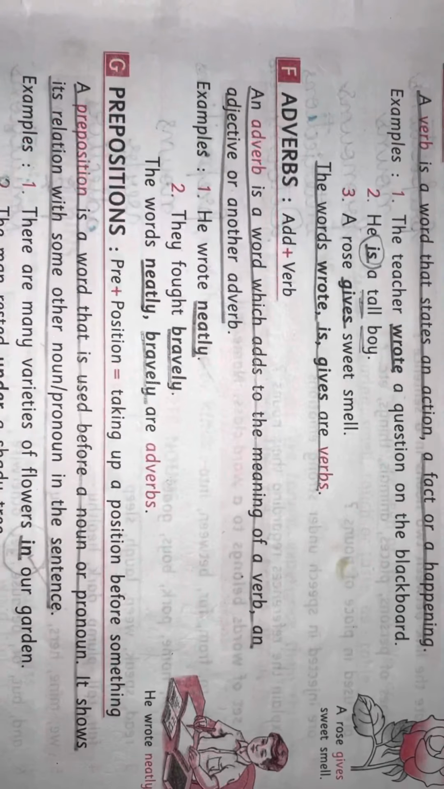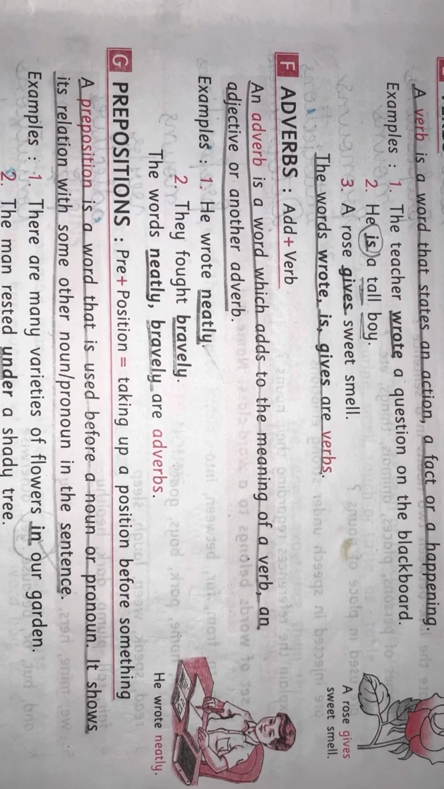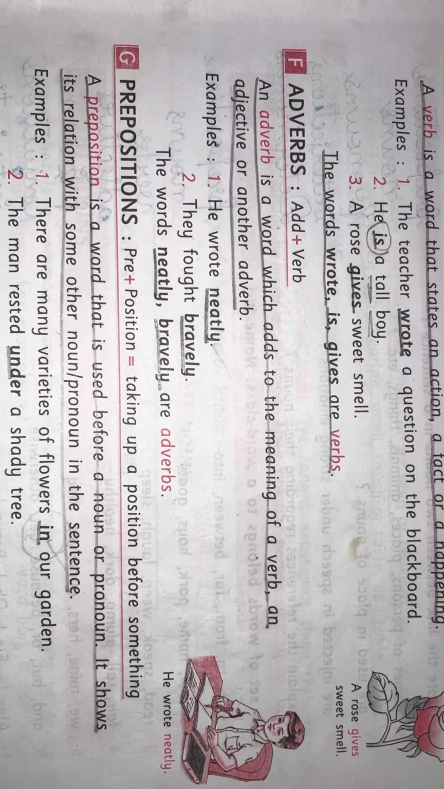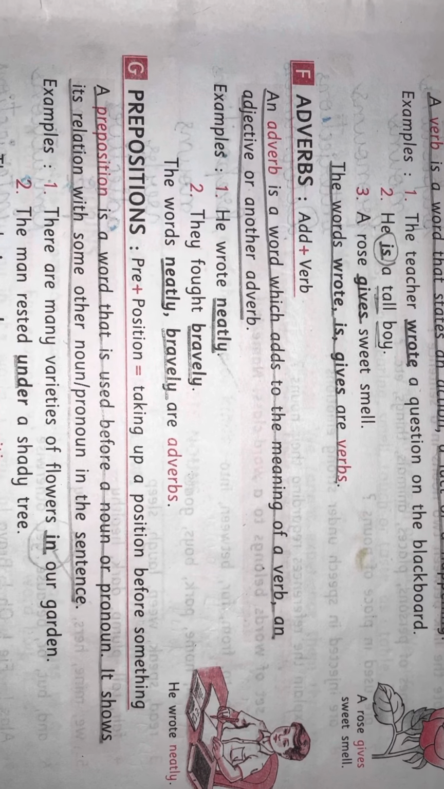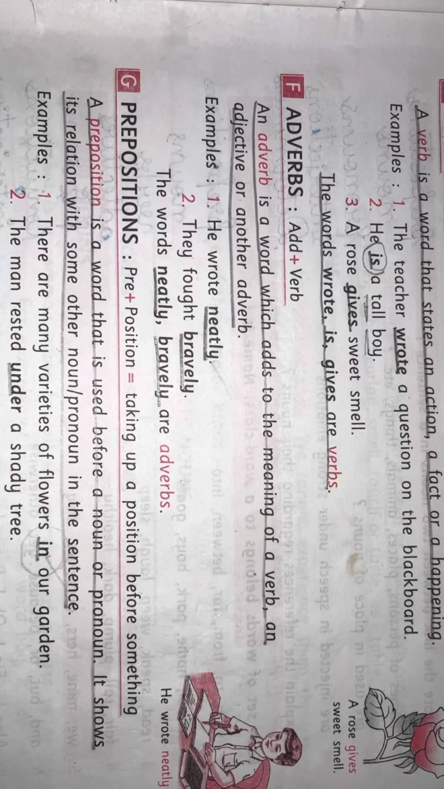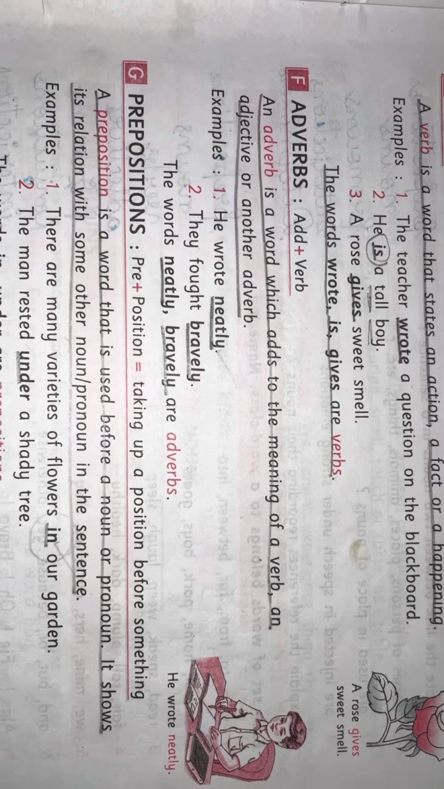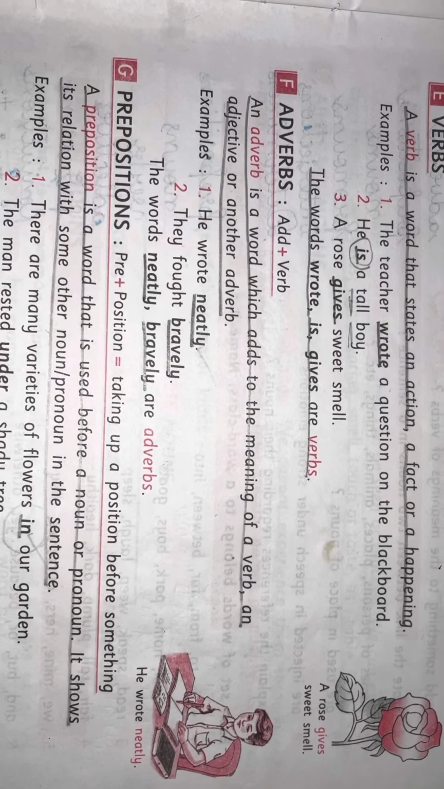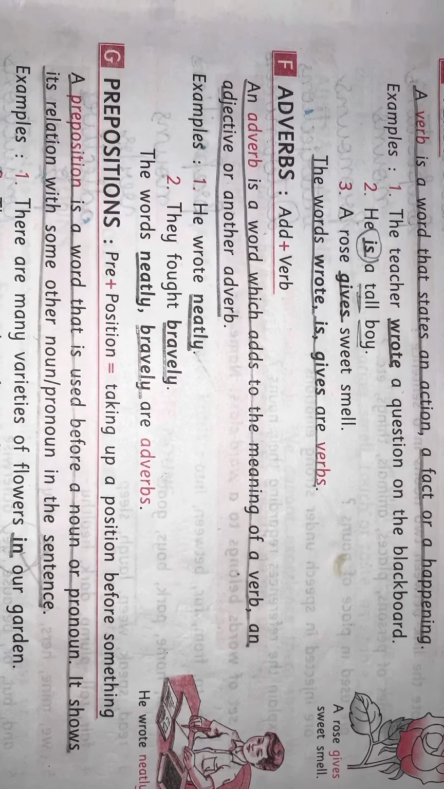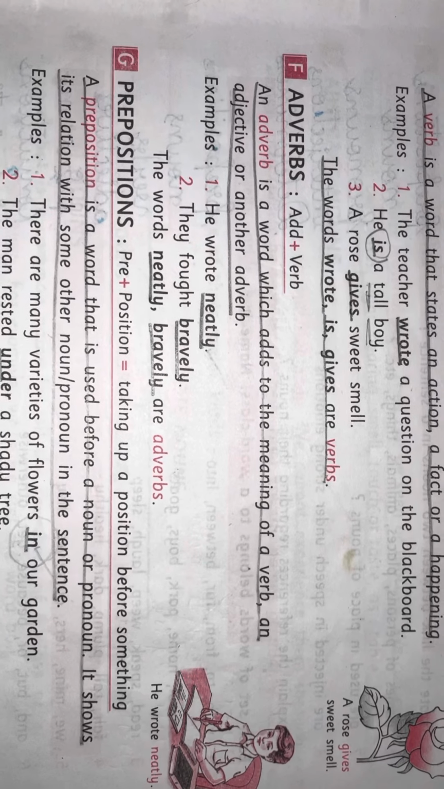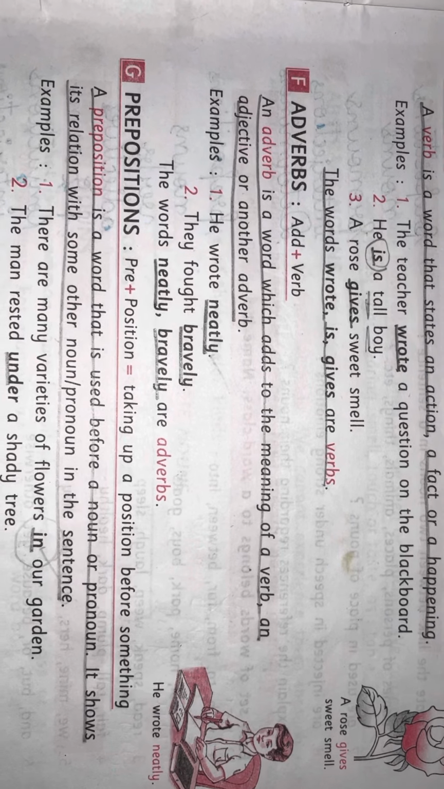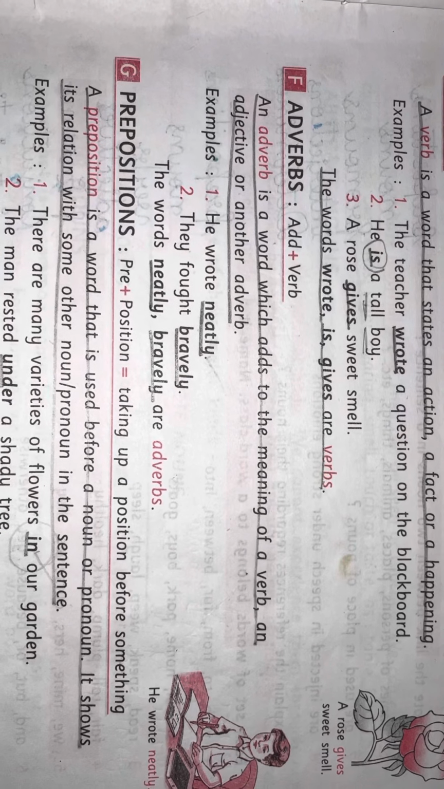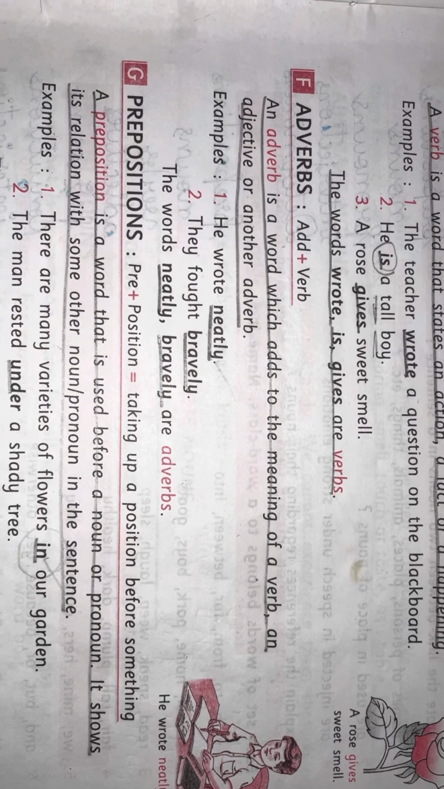Now adverb. An adverb is a word that adds meaning to a verb or adjective or another adverb. He wrote neatly. So how did he write? He wrote neatly. So it is giving a meaning to the verb. Here the verb is wrote, the action. So neatly is giving a meaning to the verb.